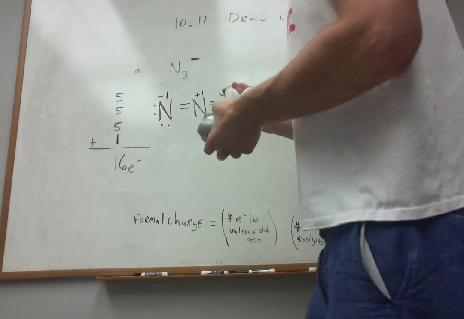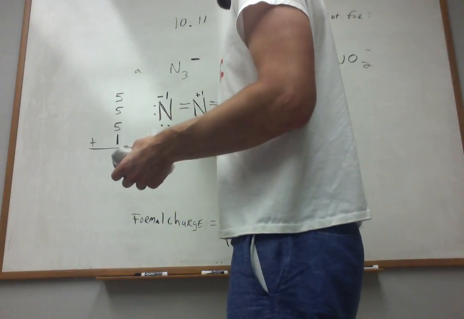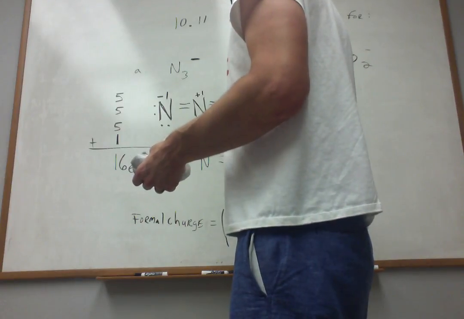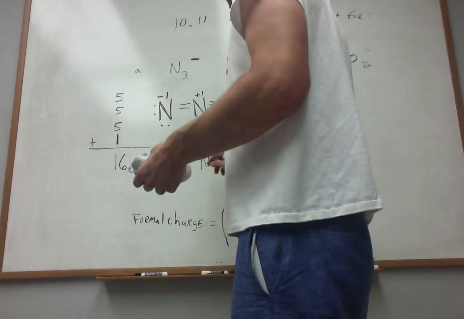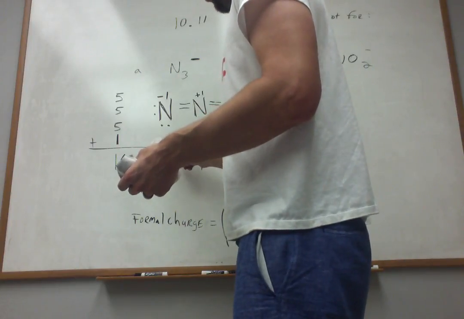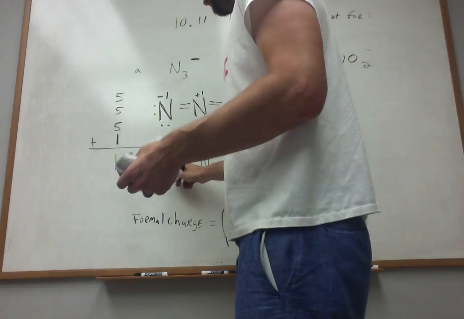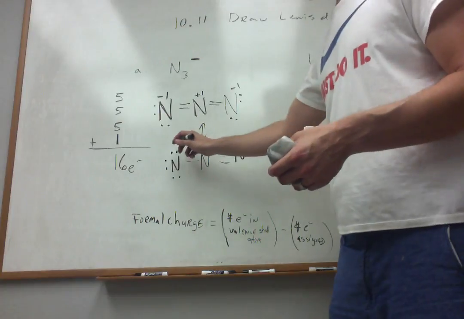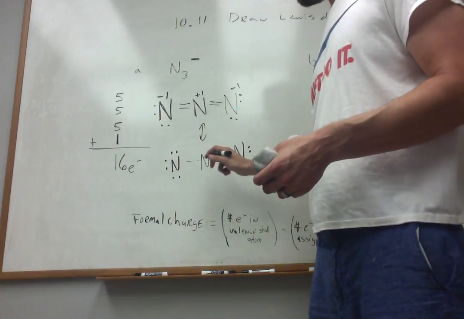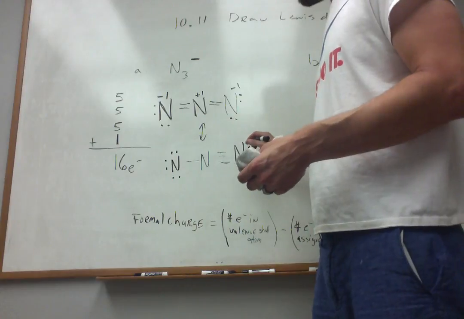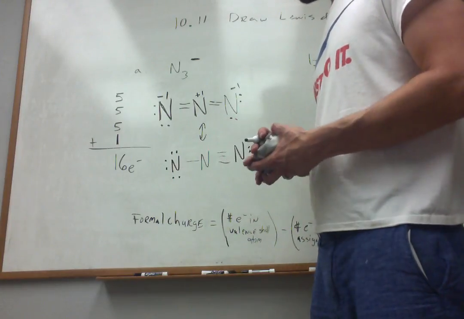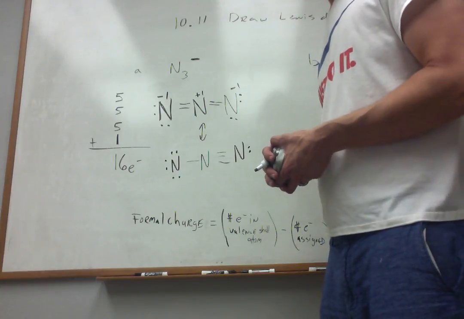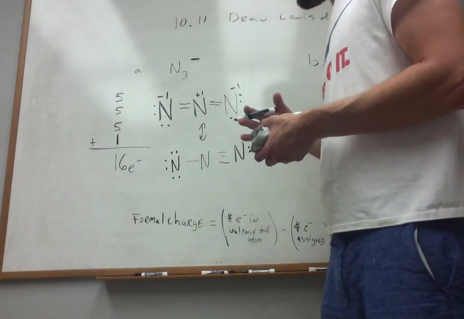Now you have to ask, are there any others that we could at least propose? What about this one? All right. 1, 2, 3, 4, 5, 6, 7, 8, 9, 10, 11, 12, 13, 14, 15, 16. I've used 16 electrons. That's consistent. And I think everything is complying with the octet rule. So that shouldn't be a big problem, right? So 16 electrons, octet rule satisfied.